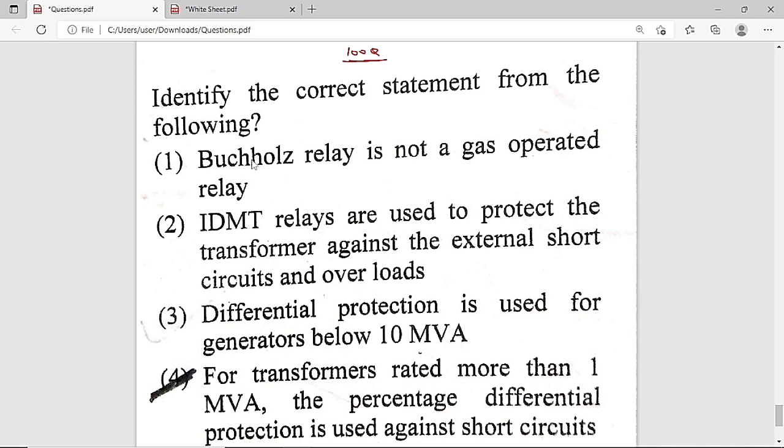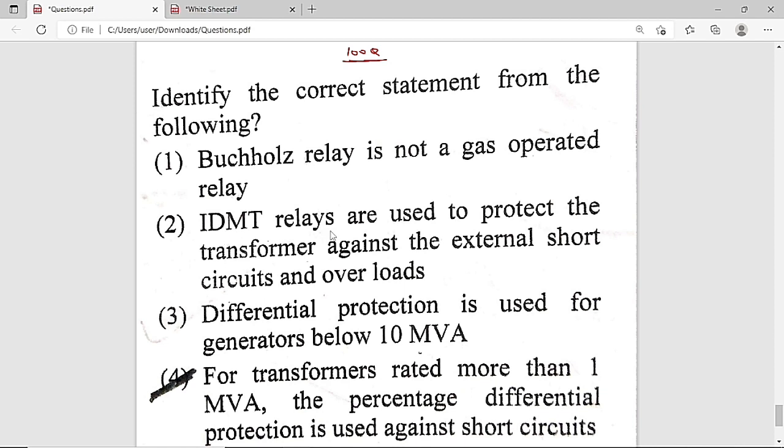See the question here. Identify the correct statement of the following. So they have given 4 statements and they are asking which is the correct statement we need to figure out. So statement A: Buchholz's relay is not a gas operated relay. No, it is wrong. Basically, Buchholz's relay is a gas activated relay and it is going to protect the transformer from all internal faults. It is a gas activated relay, but this statement is wrong.